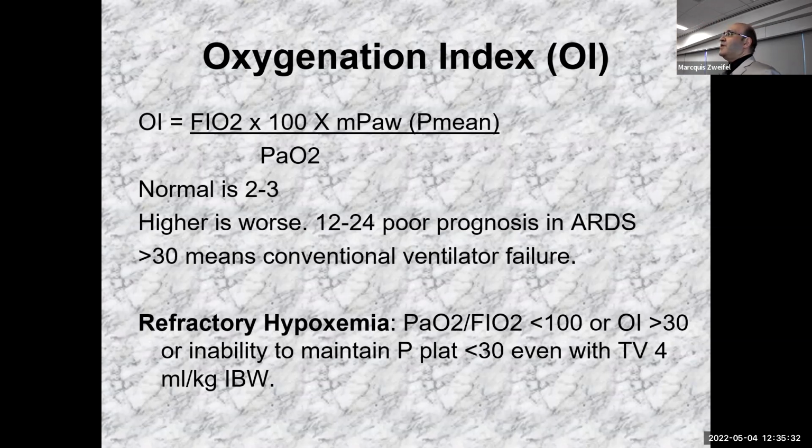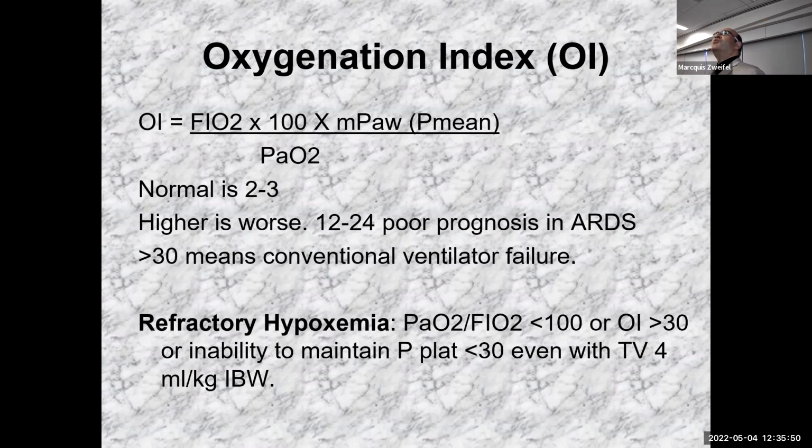So if your patient's oxygenation index yesterday was 10, today he is 13, he is worse, sicker, right? Yesterday 10, today he is 7, he is better. So the lower the better. We said the normal is 2 to 3. And you can do your calculation.